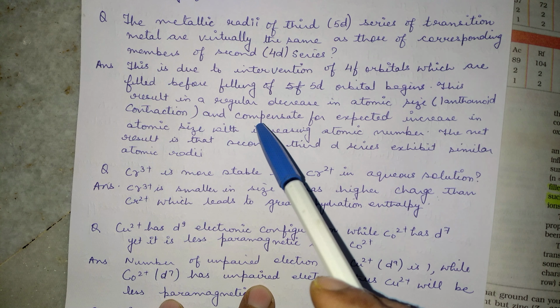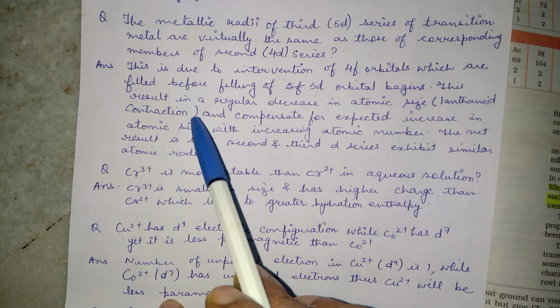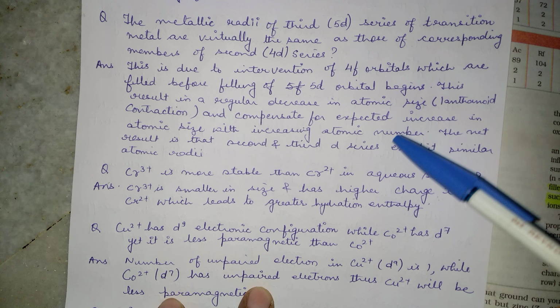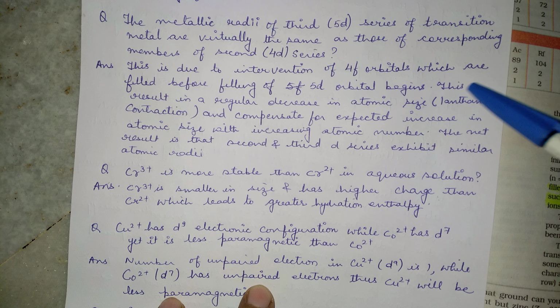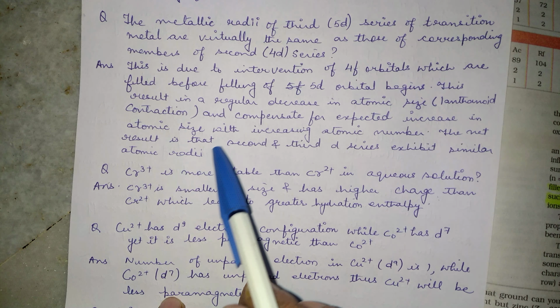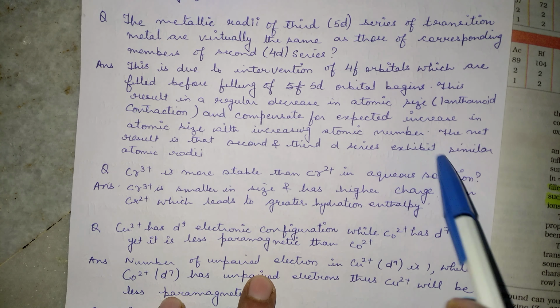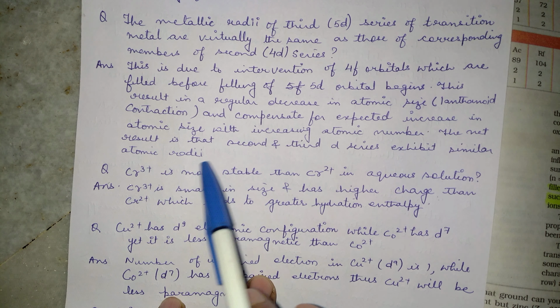So this results in a regular decrease in the atomic size, known as lanthanoid contraction, because there is electron filling in the 4f orbitals in spite of the 5d orbitals. So there is always a lanthanoid contraction and compensation for the expected increase in the atomic size by increasing atomic number. The net result is that the second and the third d series exhibit similar atomic radii.